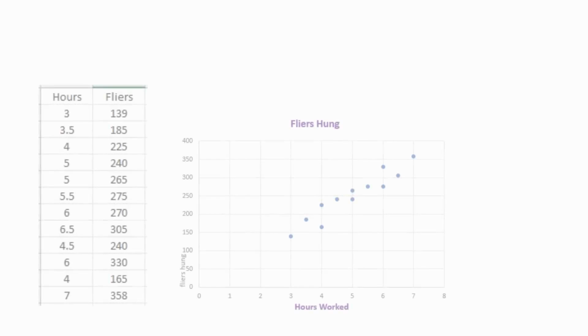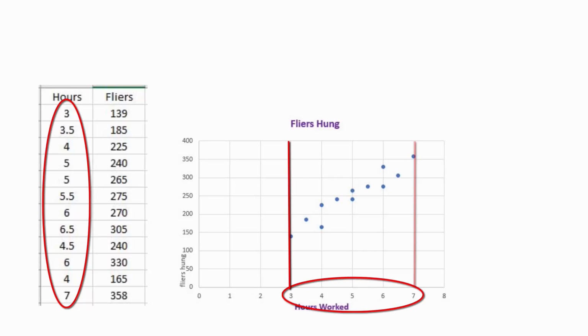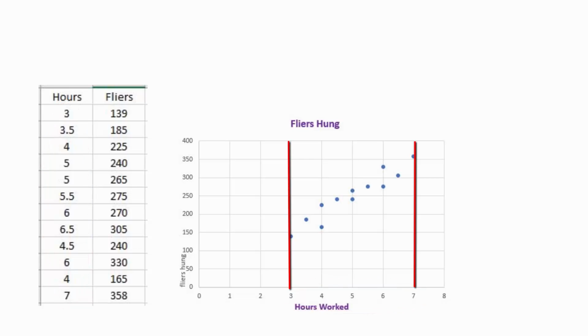Before we finish this introduction of residuals, we better discuss one more detail. The domain of x values in our sample was from 3 hours to 7 hours, and the chance fluctuation of S was also calculated within that interval. We are not to extrapolate beyond this interval in predicting flyers hung. For example, we are not allowed to use the linear model to predict flyers hung in a 10-hour shift because we have not observed any outcomes beyond 7 hours of work.